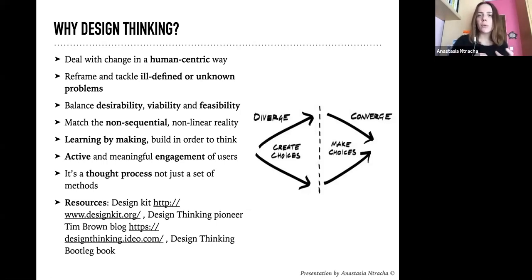It's a way of looking at products and services based on their desirability, what the user and the person who will be affected wants; viability, and I mean financial viability, is it something that can become a business; and feasibility, can it technically be implemented. It's a process based on multiple iterations. It matches the non-sequential and non-linear reality that we're all facing, and it encourages learning by making.